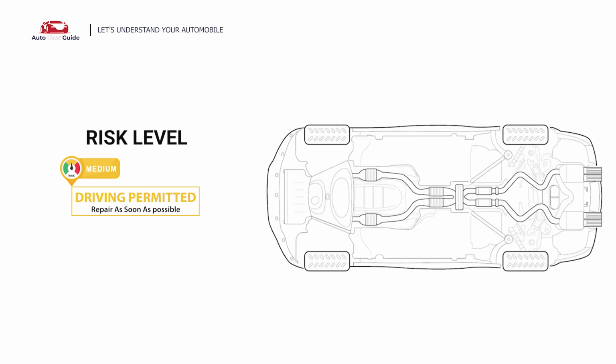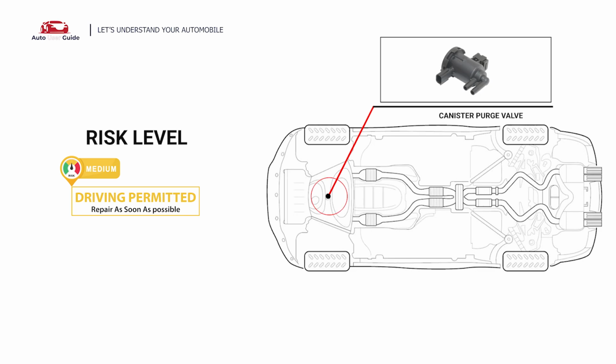This engine code means the engine control module, ECM, has detected a problem with the electrical circuit controlling the purge valve, a component that manages fuel vapors in the EVAP system. Under this circumstance, short-distance driving is permitted, but your vehicle should be repaired as soon as possible.